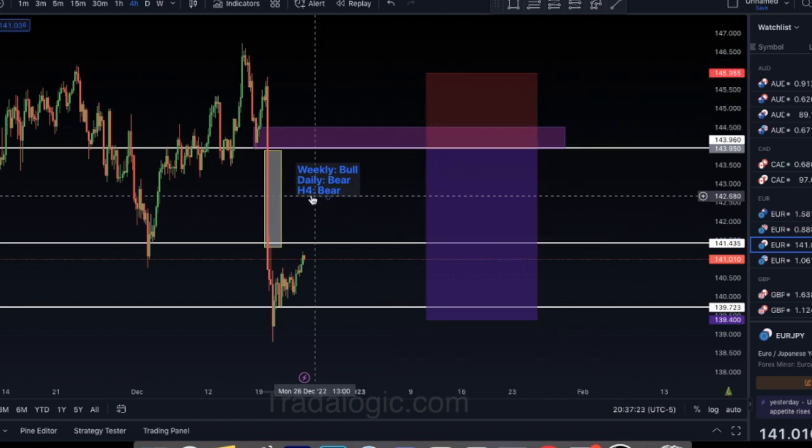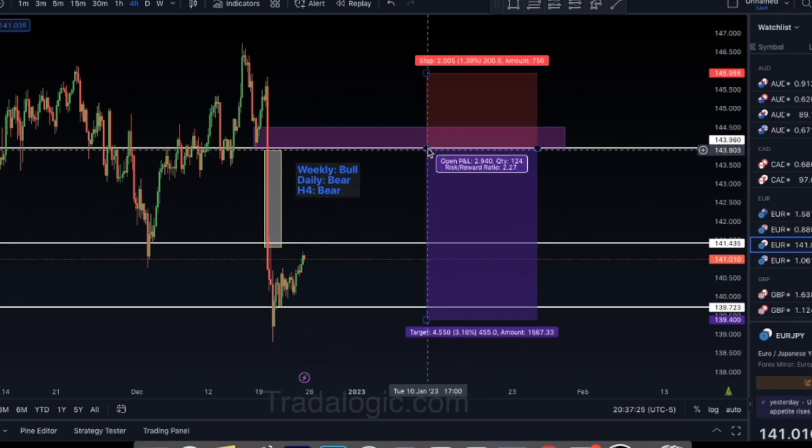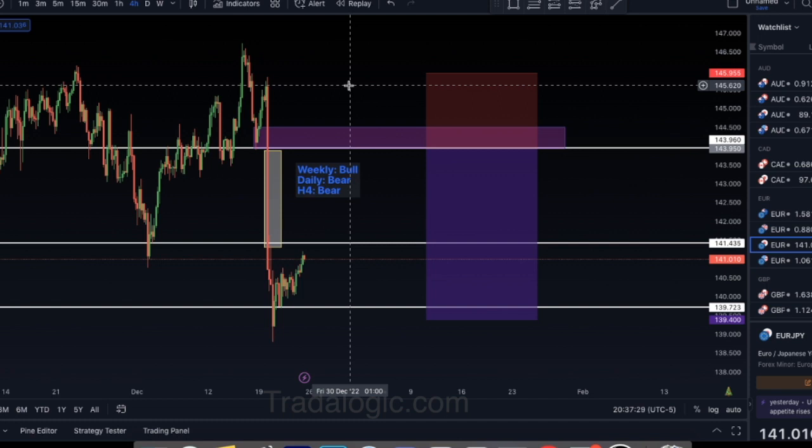So this one, that's what I'll be looking at. I will wait for price to come to this level. If it actually does come to this level, I will go down to the lower time frame, and on the lower time frame I will start looking for potential entries.